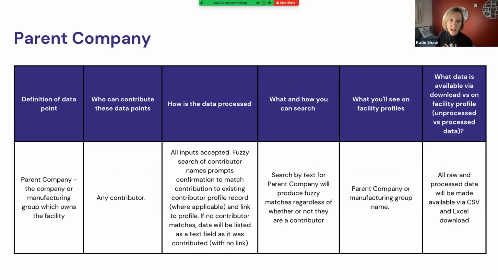The next point that users will be able to add is parent company. And so again, just emphasizing here that all of the raw and processed data will be made available through those CSV and Excel downloads that Hannah has shown you are possible for all searches in the Open Apparel Registry.